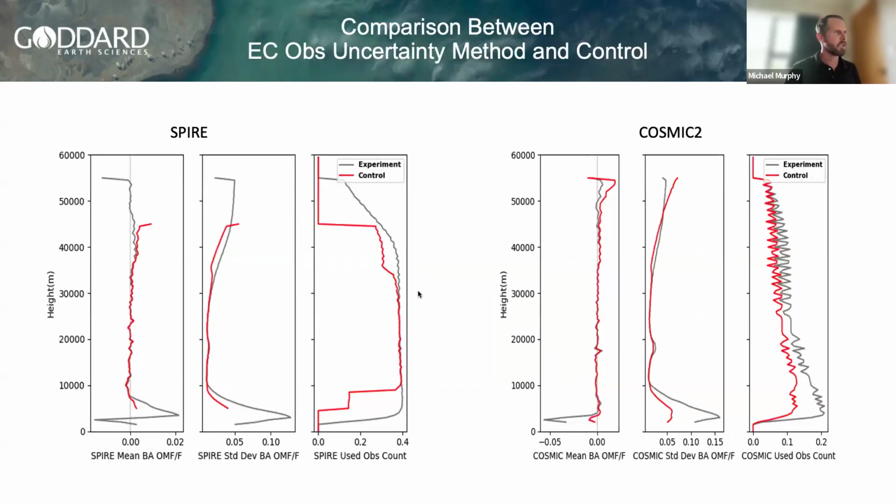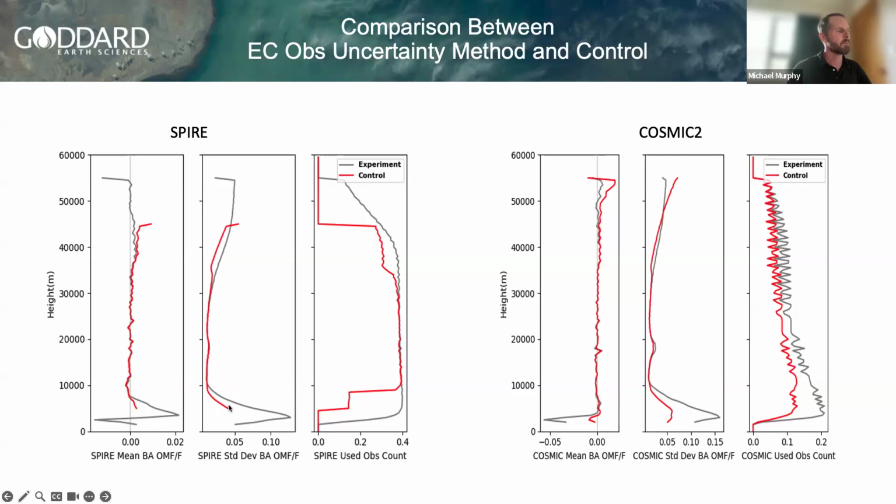And you can see here, this is the innovations. We have the mean of the innovations on the left panel, the middle is the standard deviation, and then the actual count. The units are a bit off there, but you're getting an idea of the count of observations retained for Spire over here on the left. And what you see is these cutoffs, right? So the control in red is showing these cutoffs I was just mentioning for Spire.